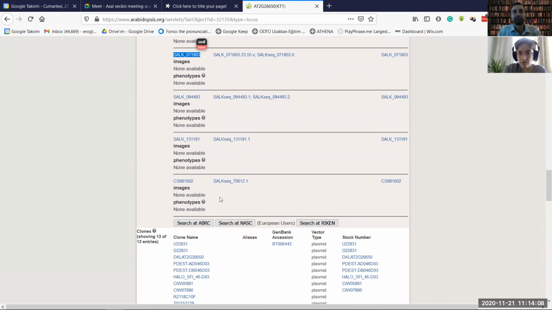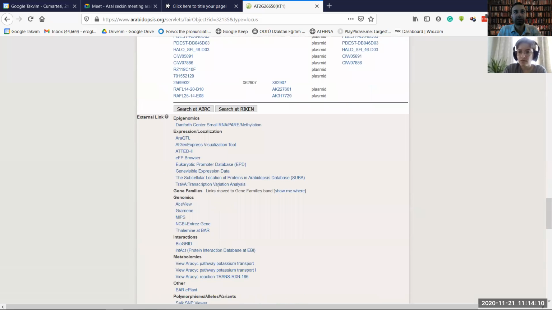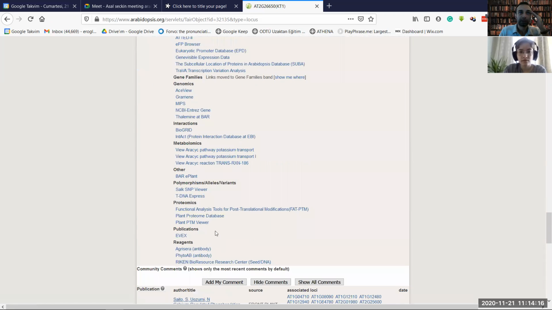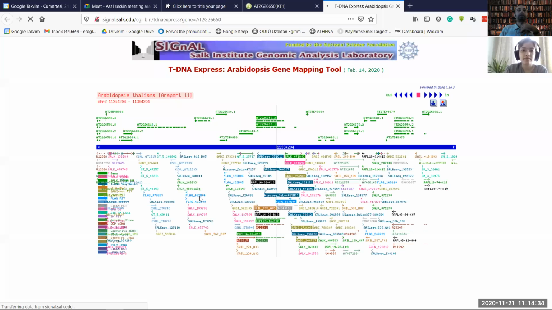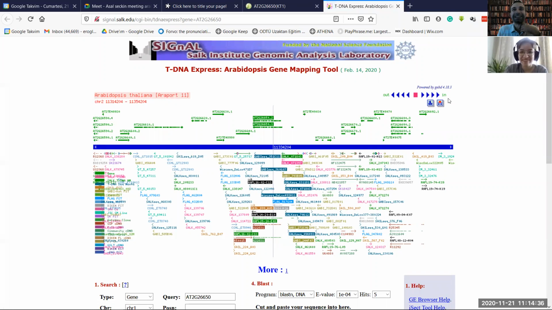But there is another method, which is, I think, better, using an external source. So here are the external links. And tDNA Express is the one which we use to find out the mutants. It's a bit complicated if I don't tell you how to use it, so I'll move to this one. Okay. Yeah, it seems really complicated.